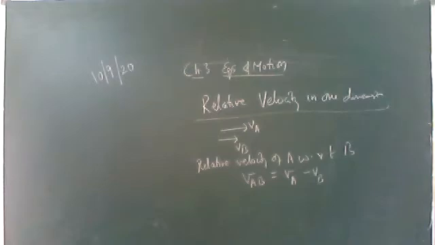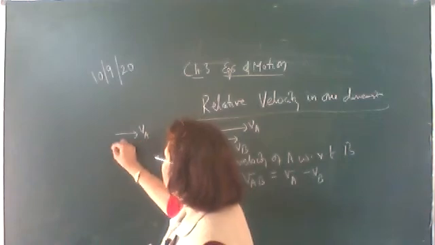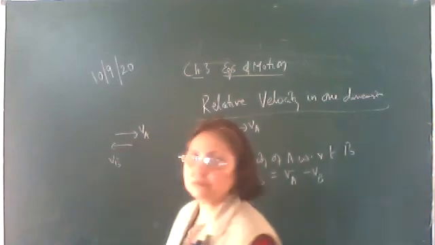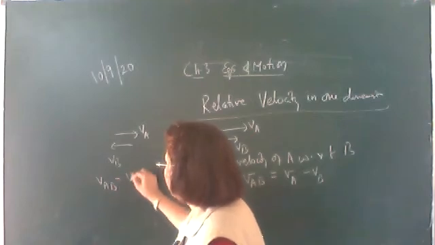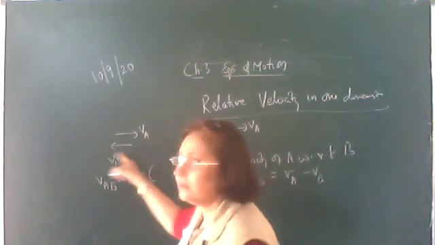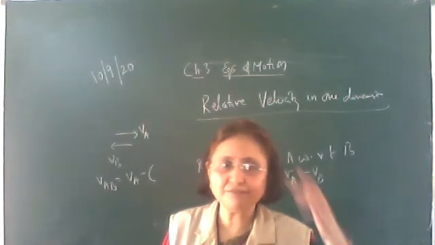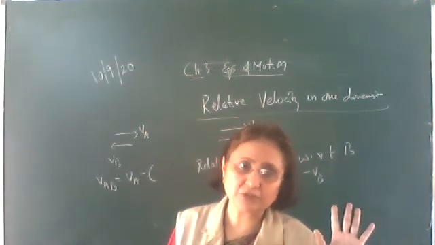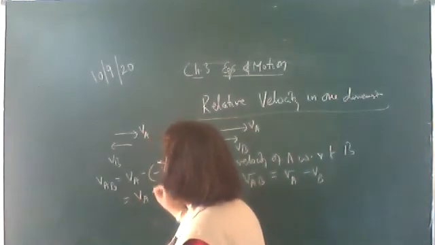Okay, now according to the sign convention, towards right, we take it to be positive. Towards left, we take it to be negative. For example, if A is moving along this direction, VA, and B is moving towards left, then the relative velocity of A with respect to B is VA minus VB. Since VB is towards the minus x-axis, we take it to be negative. So this will be minus VB, and hence it will be VA plus VB.